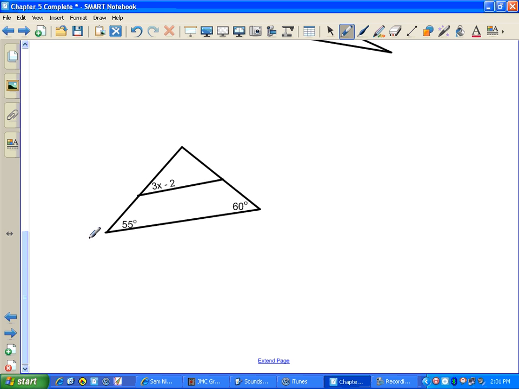Here we're going to have our parallel lines that's going to help us solve for x, because I know that this is parallel to this one. Okay, these are parallel. So these angles here are congruent because they're corresponding. So I could say that 3x minus 2 equals 55 degrees. I'd add the 2 over, which would give me 3x equals 57. Divide by 3. X is going to equal 19.